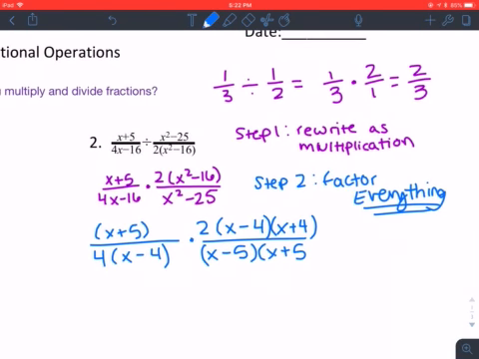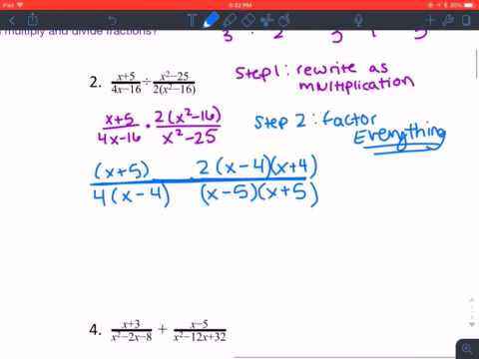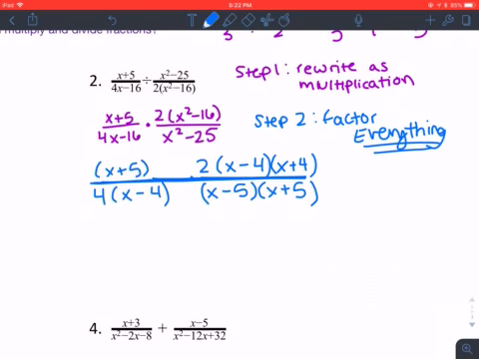Again, since we're multiplying fractions, we just write this as one big fraction, because we're just multiplying numerators and denominators, as long as we have all of our parentheses. So now we get to step 3, we're going to simplify. If I have the same exact factor in my numerator as I do in my denominator, I'm going to cancel them. So x plus 5 and x plus 5 cancel. X minus 4 and x minus 4 cancel.